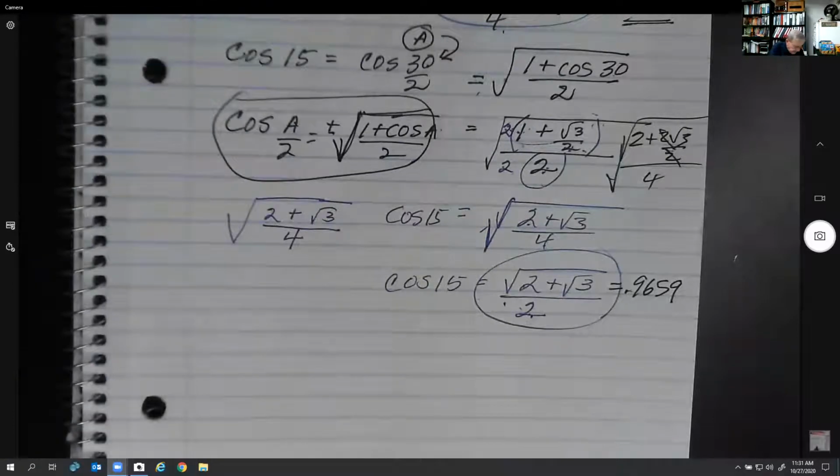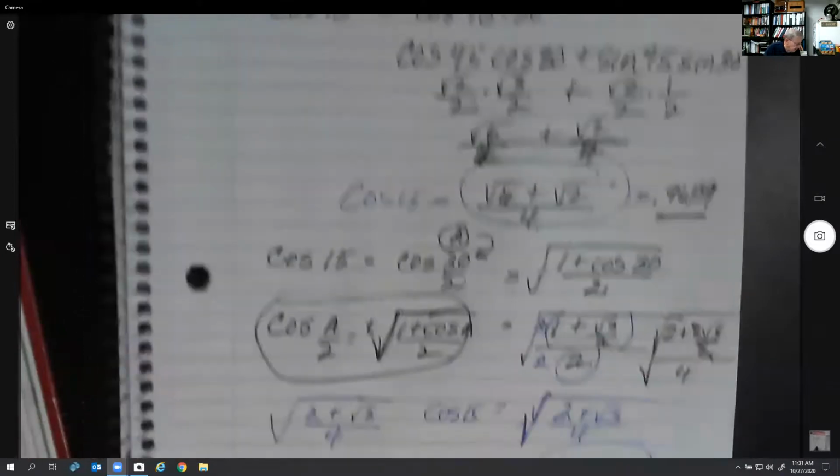Okay, let's look at example 2. I've got to work this one out. I don't know what I did with it, but okay. So let's look at example 3. Okay, let's do that one instead.